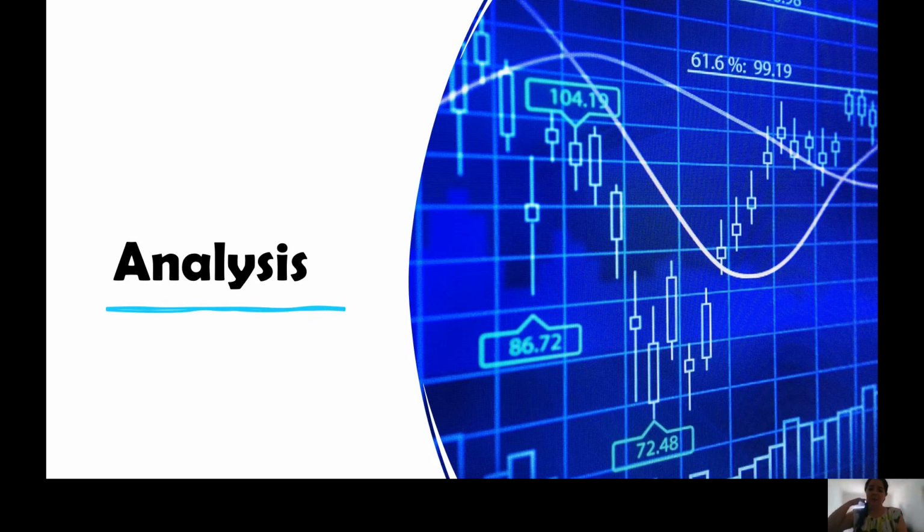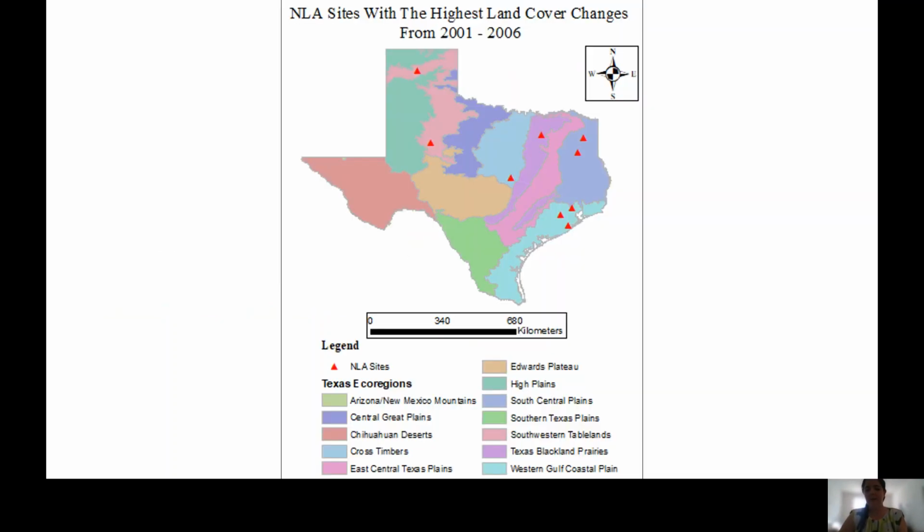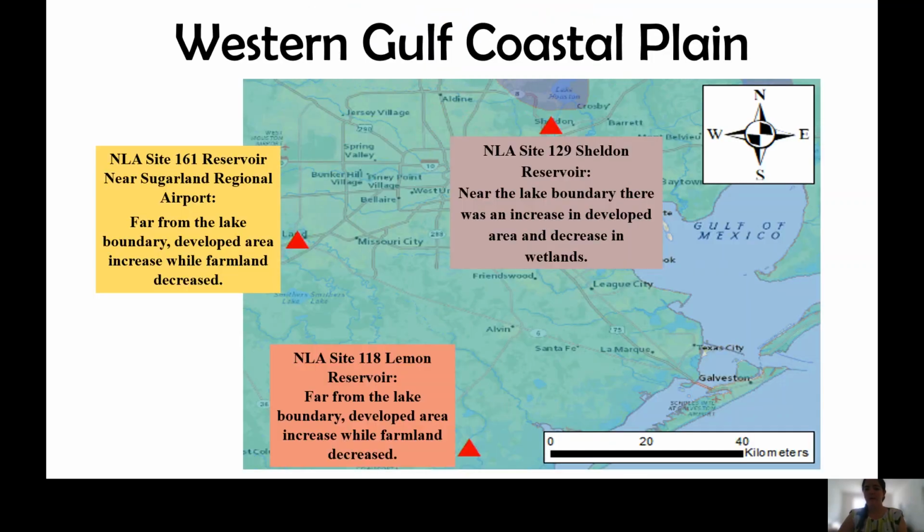Based on the methodology mentioned above, an analysis of each site with significant change was done. This slide shows the sites that were determined to be significant. There were only a total of 9 sites that had significant land cover change, and they will be analyzed further in the next few slides as well.